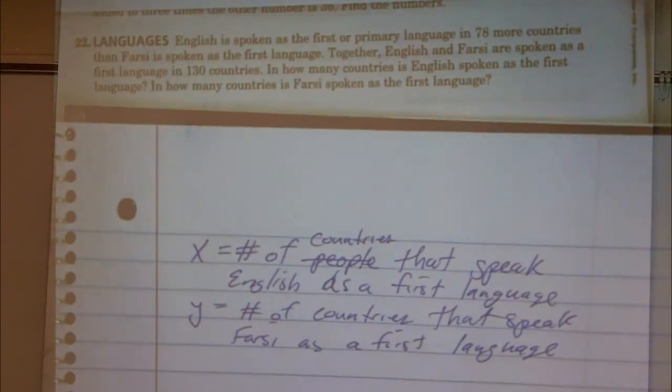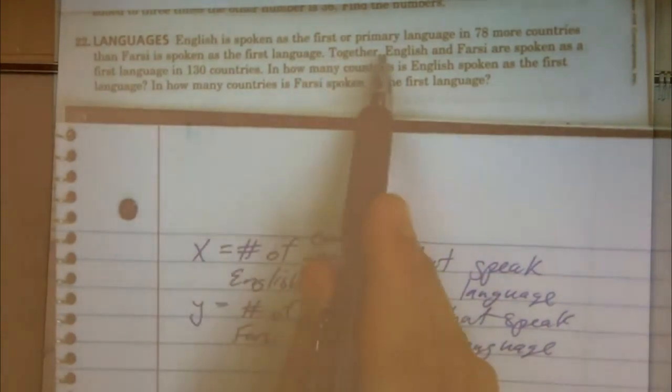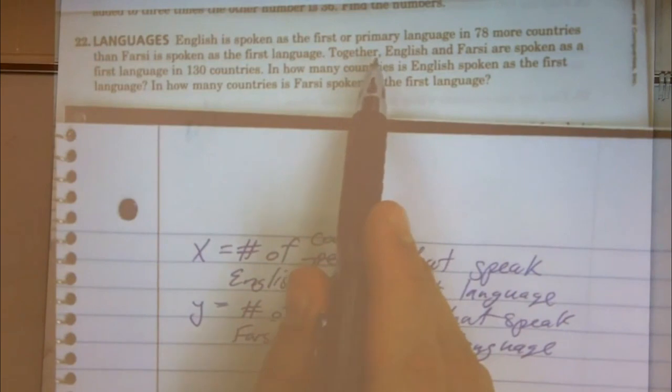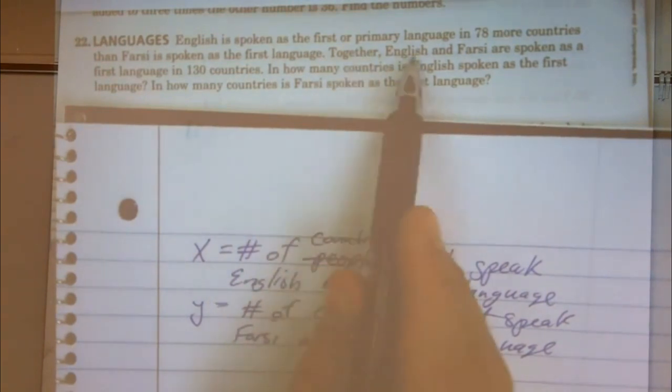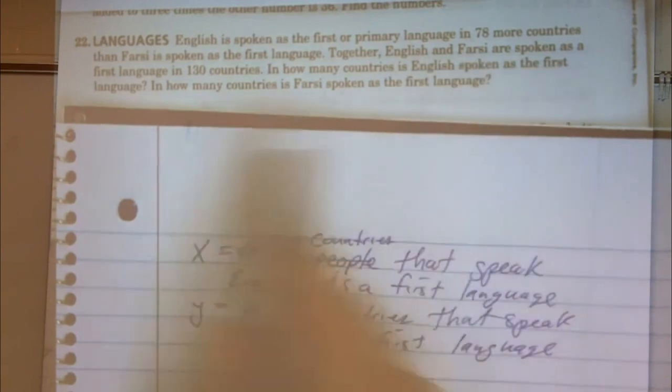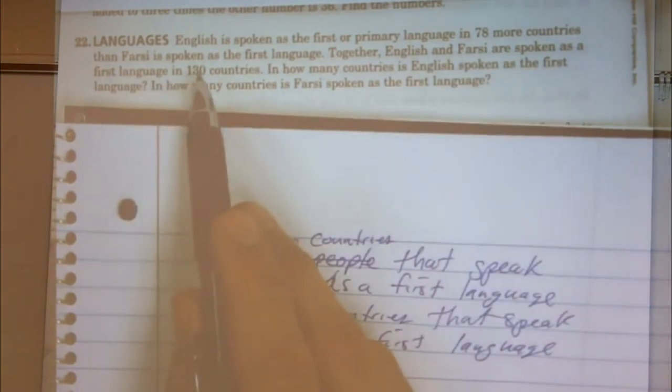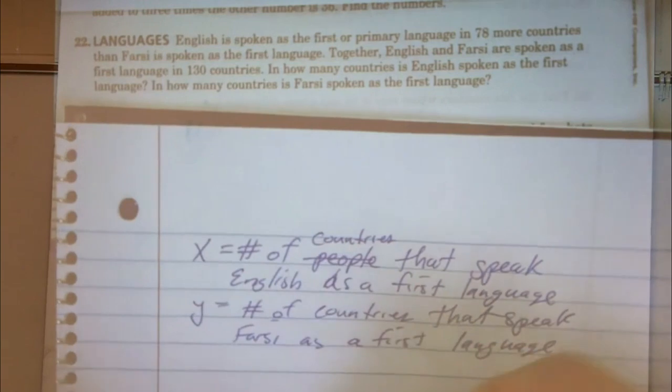Once you guys can get to that part, all you need to do is go back to the problem and see how I can solve the rest of this. So I go back in there and I'm going to read. It says, together. Together tells you what operation? Add, subtract, multiply, divide? Add. Together, English and Farsi are spoken as the first language in 130 countries.